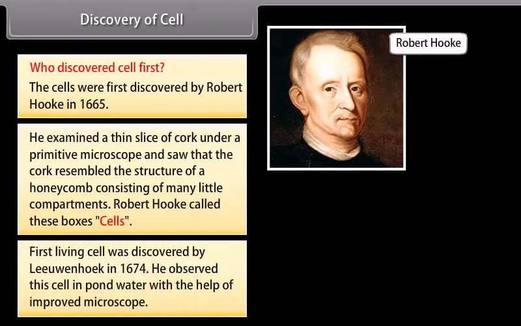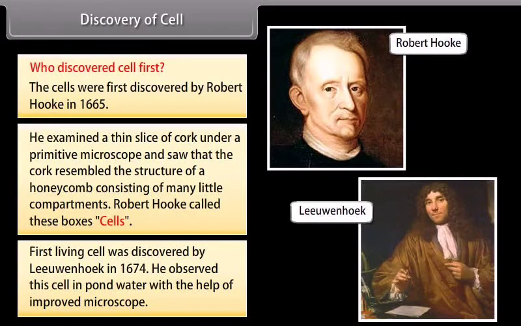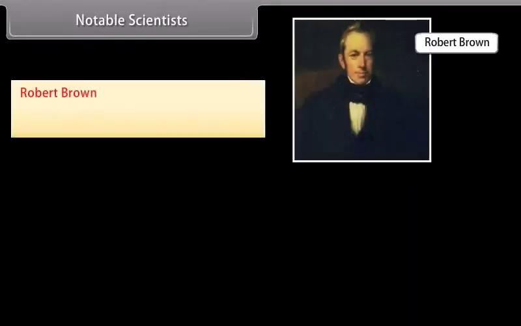First living cell was discovered by Leeuwenhoek in 1674. He observed this cell in pond water with the help of improved microscope. Notable scientists. Robert Brown. In 1831, he discovered the nucleus in the cell.